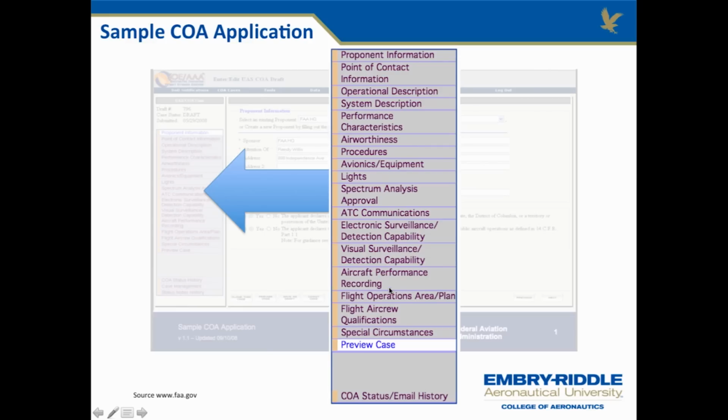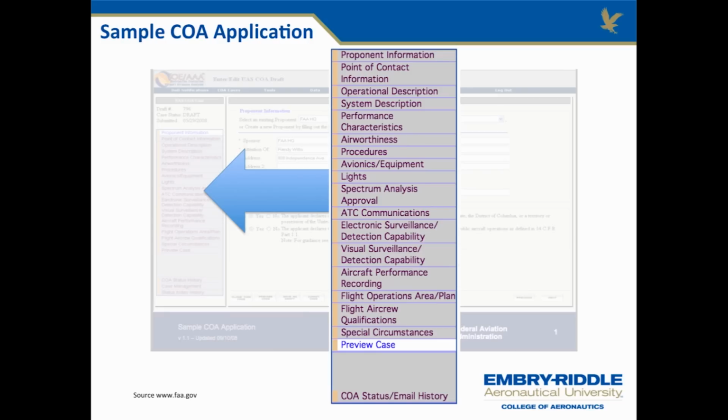The thing that makes a public COA different from a civil 333 is that with a civil 333, you're going in and asking for an exception so that you can have your UAS certificated to fly. And in a public COA, the public entity is coming in with proof of airworthiness as part of the overall COA process.